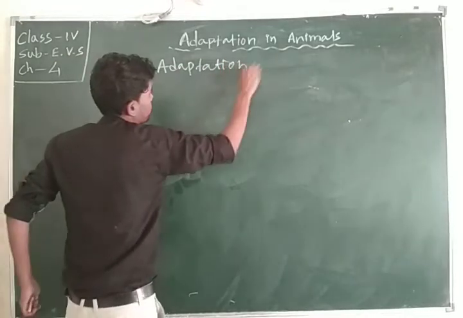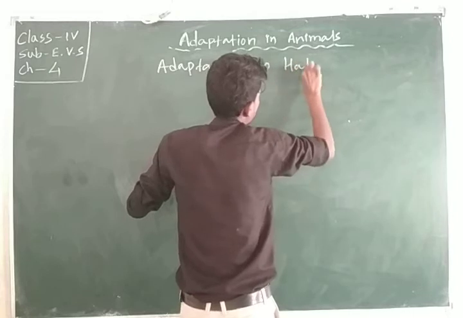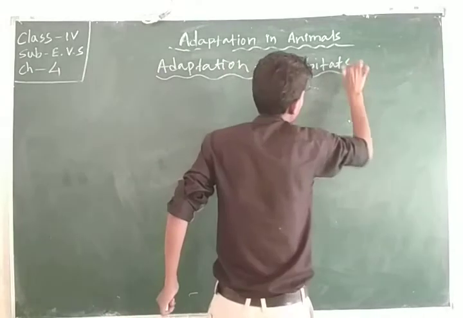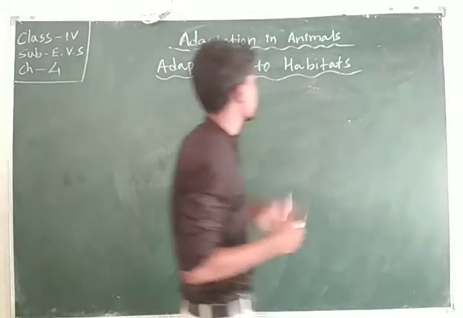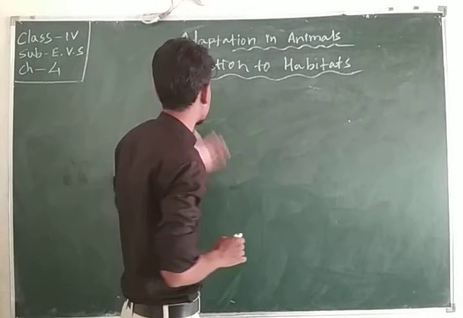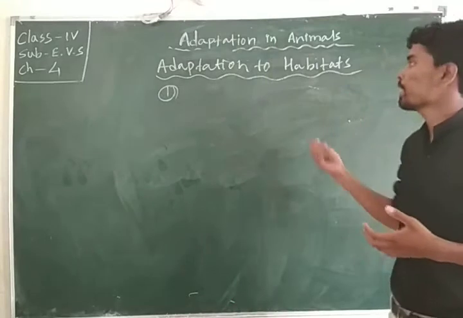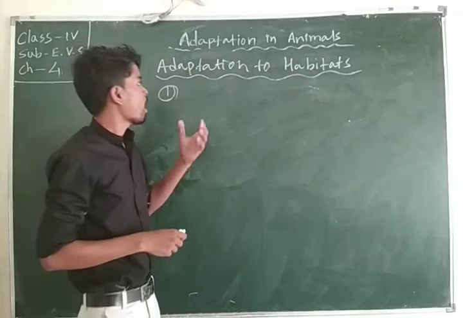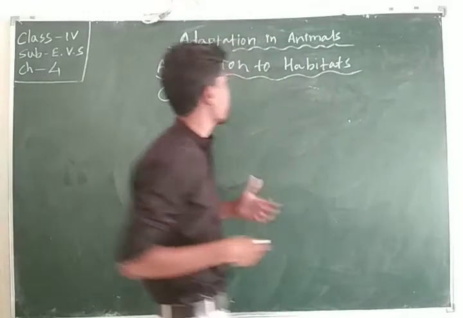Adaptation to habitat. There are different types of habitat. We already know about the terrestrial. First we come to the terrestrial habitat. What is terrestrial habitat? Mainly in the terrestrial habitat, the animals have a highly developed nervous system and sense organs.